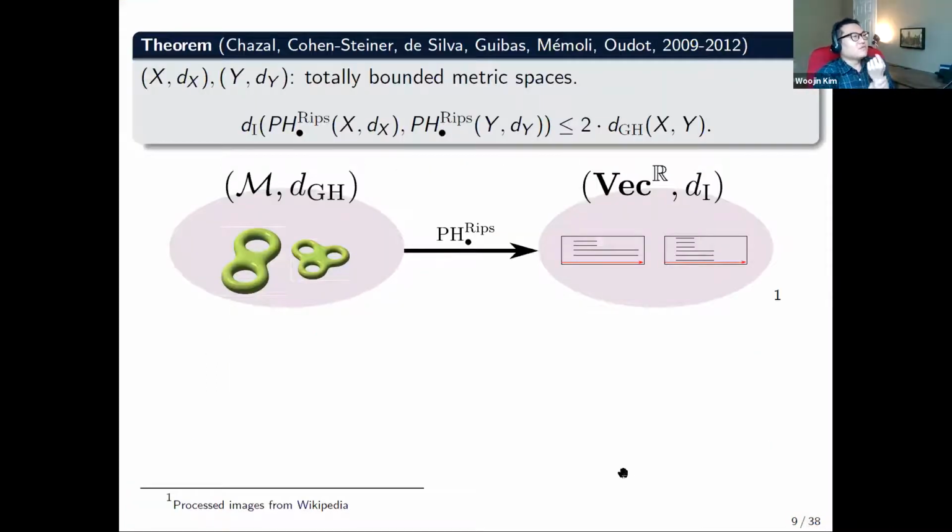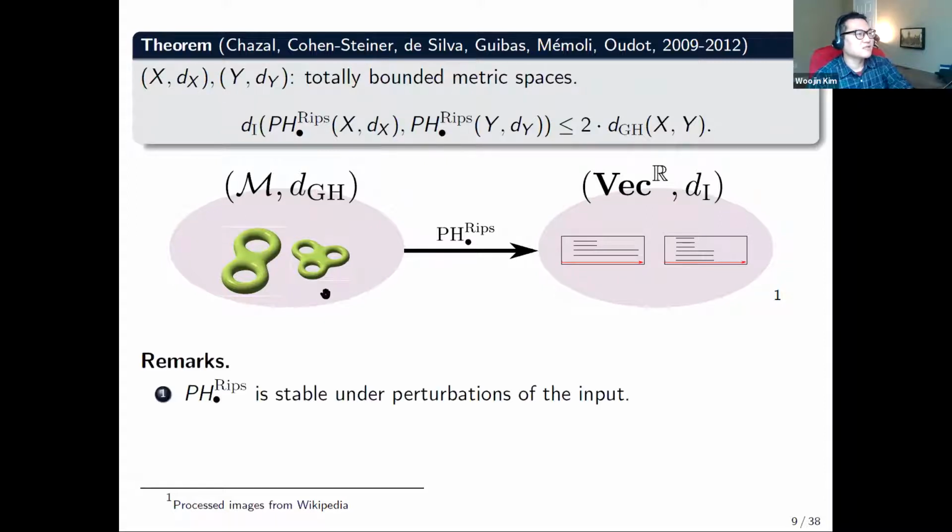Okay, so another fundamental theorem about persistent homology is the stability theorem. Let me explain. There is a notion of Gromov-Hausdorff distance between metric spaces, which measures how far two metric spaces are from being isometric. And there is a notion of interleaving distance between persistent homologies, equivalently the bottleneck distance. Then this theorem says that 2 times the Gromov-Hausdorff distance is an upper bound for the interleaving distance between the corresponding persistent homologies. One implication is that this persistent homology, sending each metric space to its barcode, is a stable summarizing process.